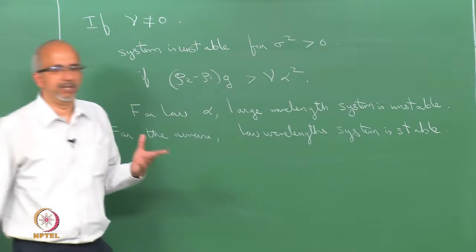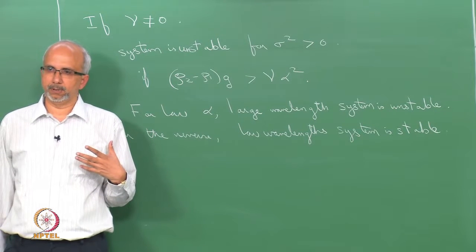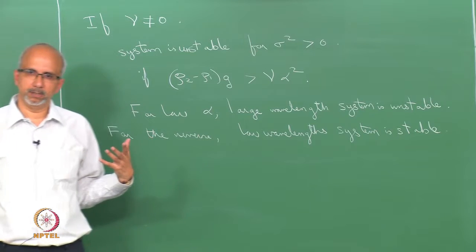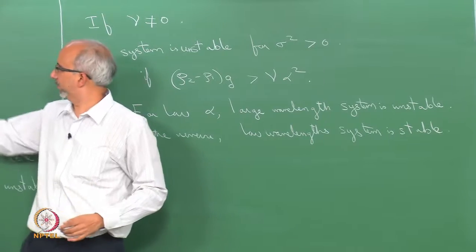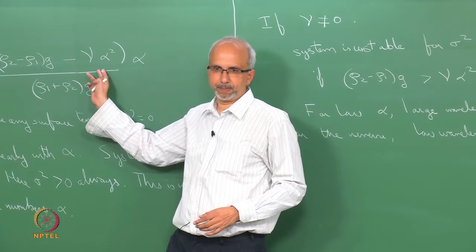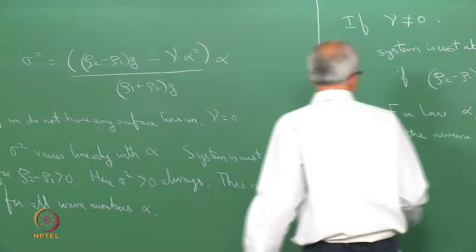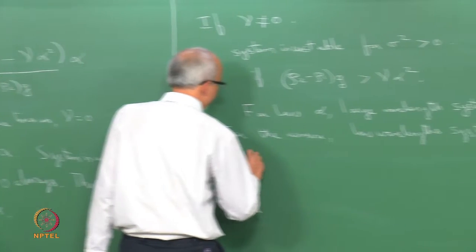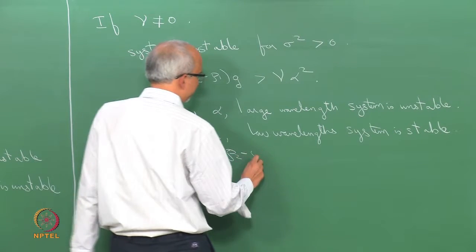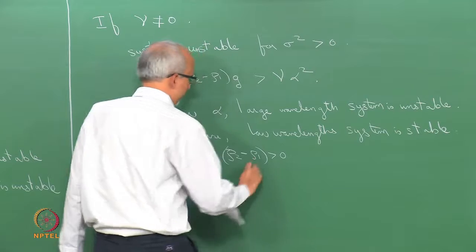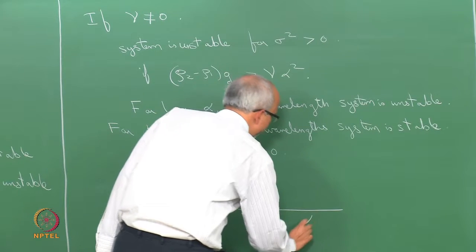So what that means is the surface tension actually is going to have a stabilizing influence, because it is associated with this negative sign here, okay? That's something which I want you to keep in mind. And if you were to now plot for rho 2 minus rho 1 greater than 0, maybe I just plot sigma squared versus alpha.